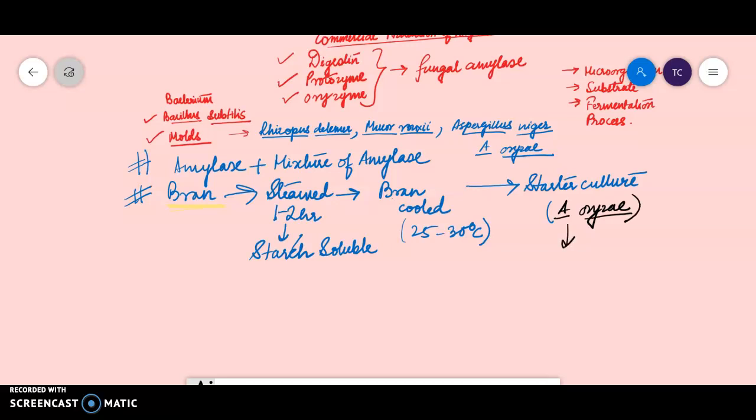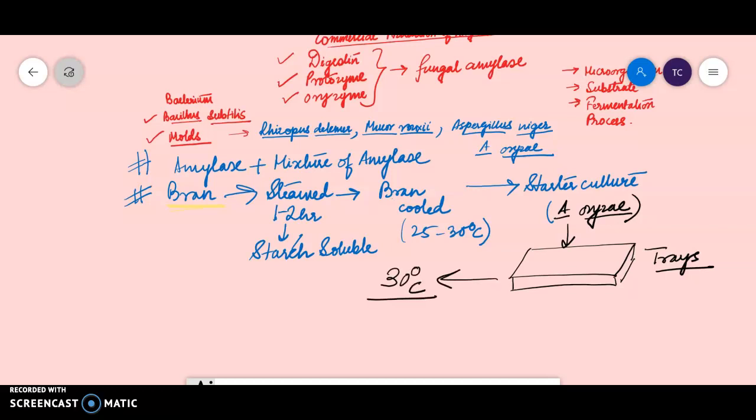So what happens next? The inoculated mass is well mixed and spread uniformly onto trays. After spreading onto the trays, the fermentation temperature is maintained. The fermentation is started and occurs at 30 degrees C.